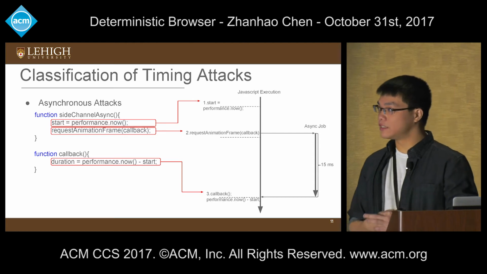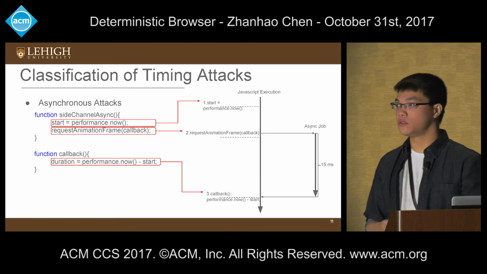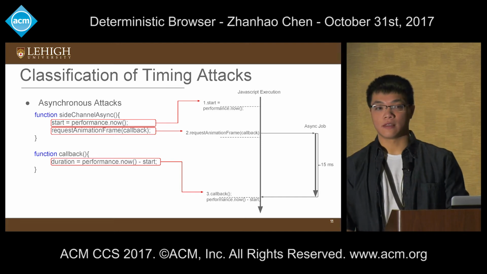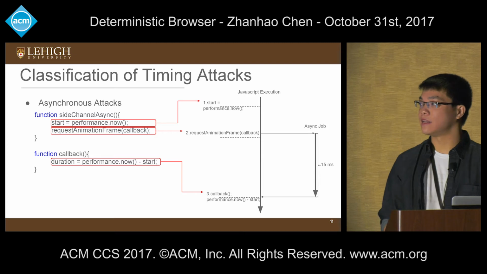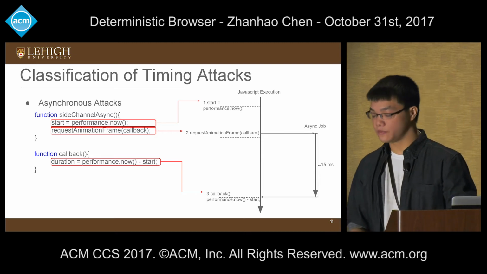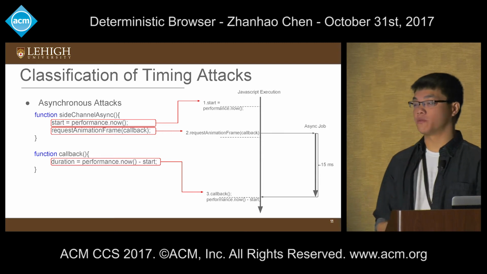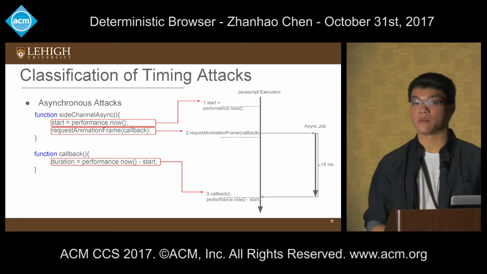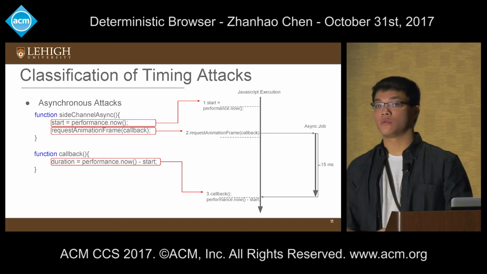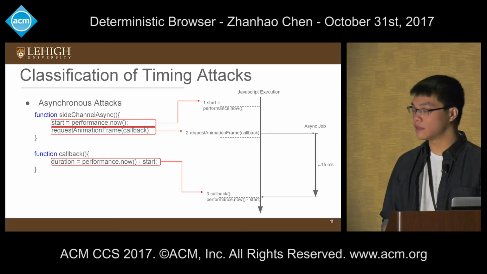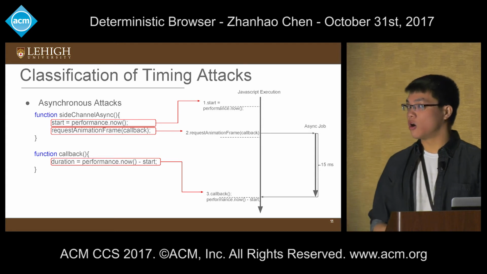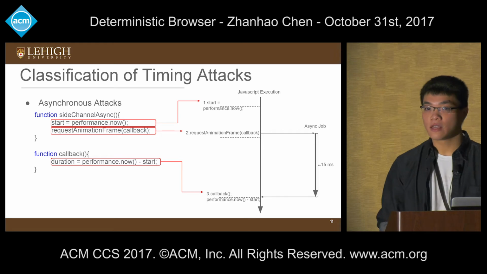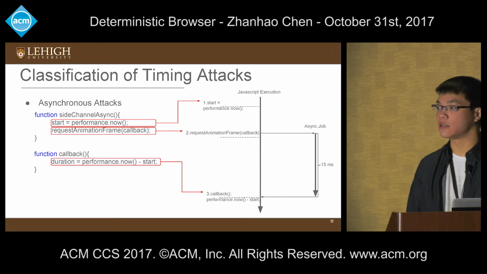On the other hand, an asynchronous attack usually makes use of callback mechanisms. This code is used to obtain the repaint time in the sniffing browser history attack. The attacker will first use performance.now to obtain the start time, and then call the requestAnimationFrame function, which could involve the repaint event. In the callback function of the repaint event, the attacker will use performance.now again and calculate the duration of the asynchronous job.